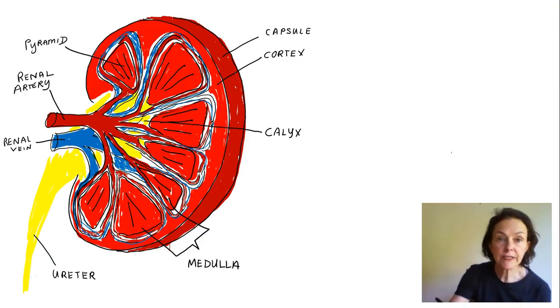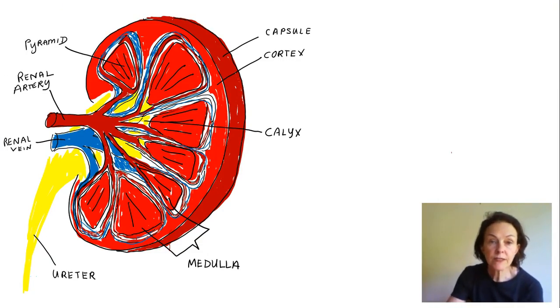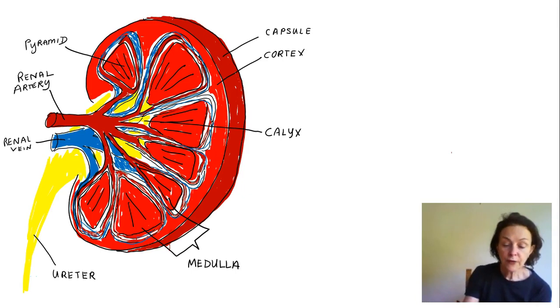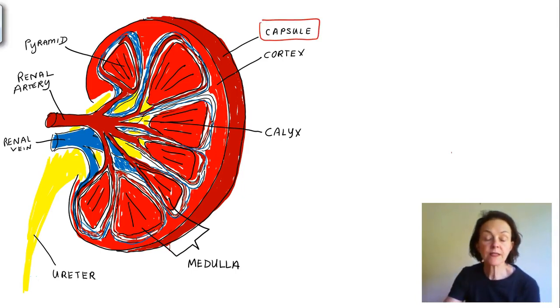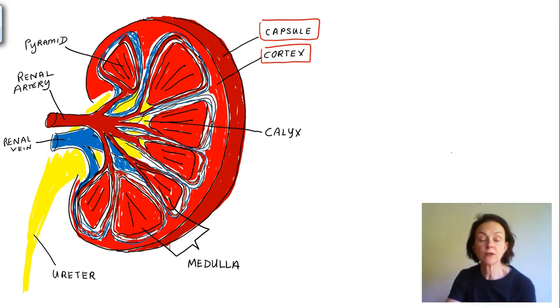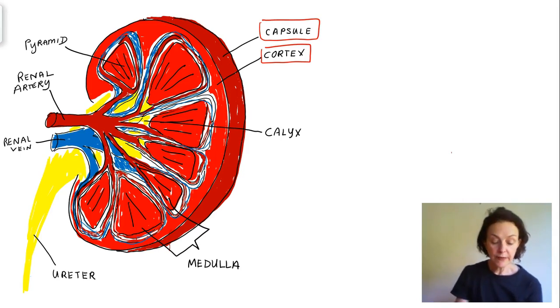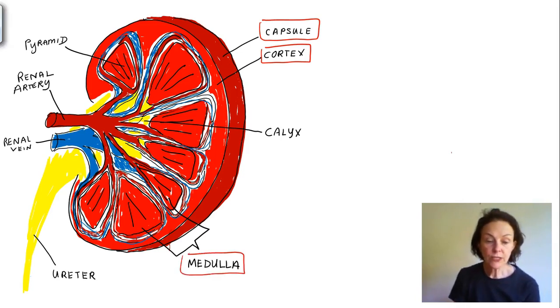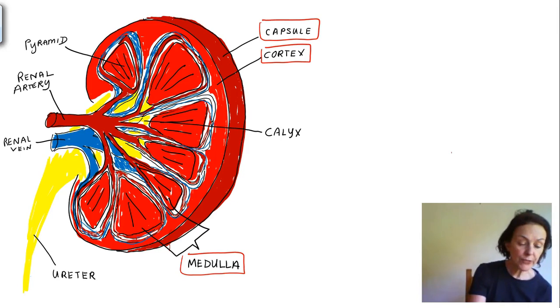Here's a picture of the kidney. There are three main parts to the kidney. The outer part is called the capsule, which is a fibrous outer layer that covers the cortex. The cortex is the primary outer layer, which takes up about a third of the kidney. And then the medulla is the inner part of the kidney, which consists of several renal pyramids.